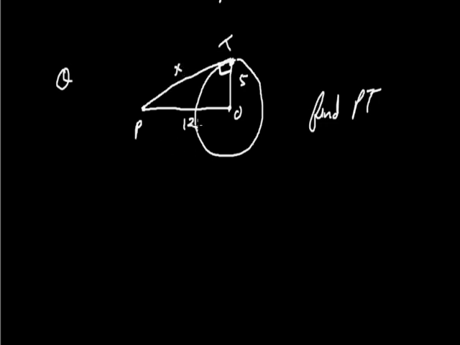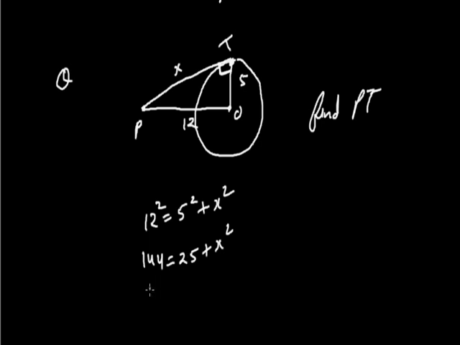So in triangle PTO, because the 90 degree angle is made at the point T, the side opposite to the 90 degrees is called the hypotenuse. In this case 12 is the hypotenuse. So we can say 12 squared equals 5 squared plus x squared. 12 squared is 144, and 5 squared is 25, plus x squared.